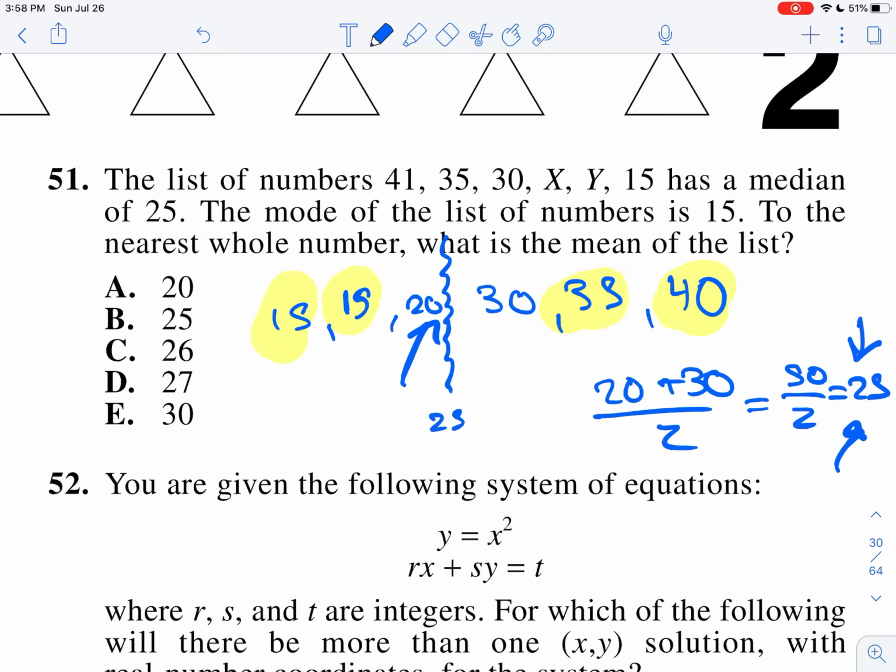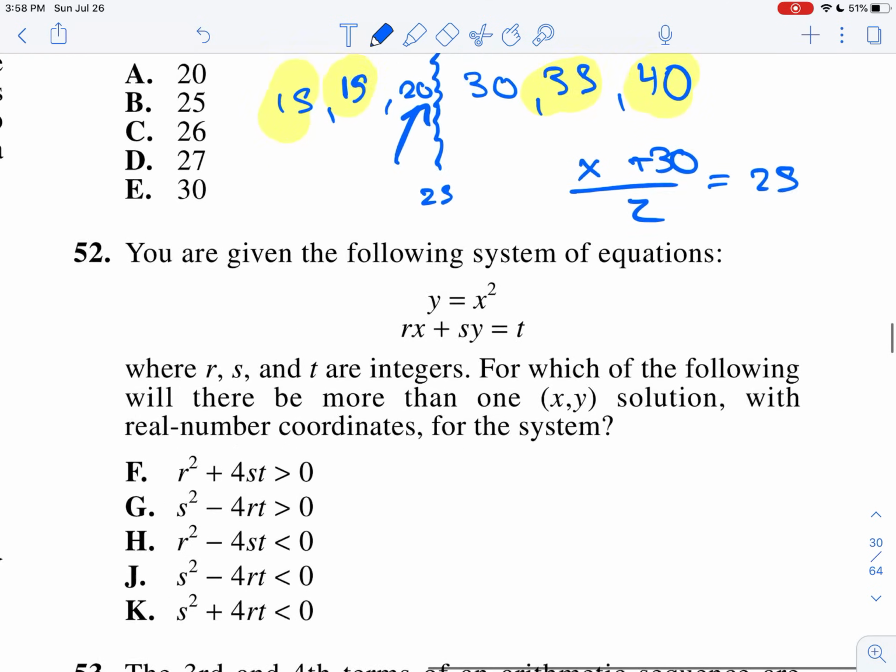All right. Now, in terms of how you should go about finding the 20, you could use your mean equation: make this 20 equal to an unknown variable x, and make the average equal to 25. Solve for x, and you'll get the same thing. You'll get 20 for x.